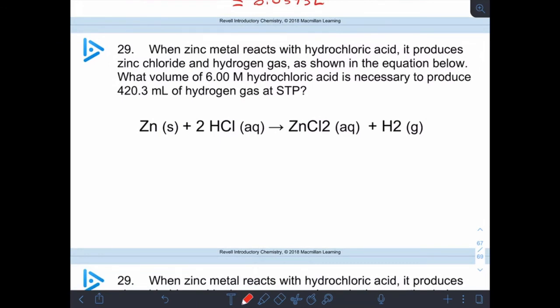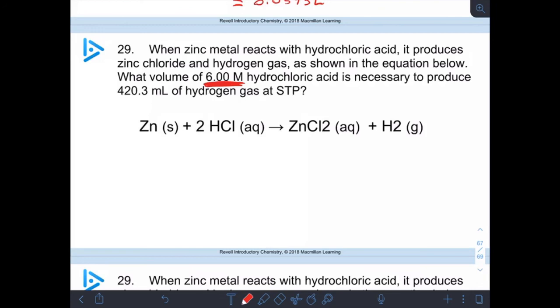So when zinc metal reacts with hydrochloric acid, it produces zinc chloride and hydrogen gas, as shown in the equation below. What volume of 6 molar hydrochloric acid is necessary to produce 420.3 milliliters of gas at STP? Okay, let's take a look at the information in this problem. So remember, anytime you see that capital M, that's going to be a conversion factor. We're not going to start with that. That's going to be used somewhere in our problem, but not to start with.